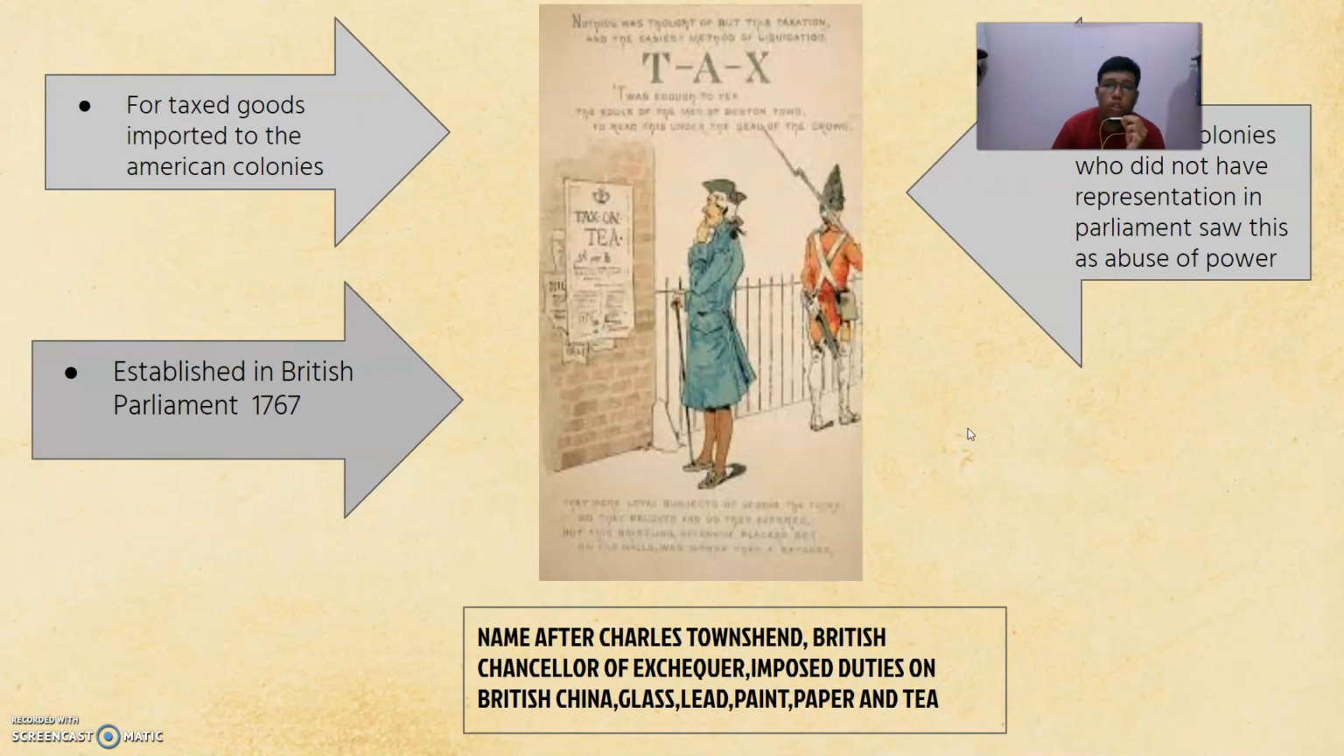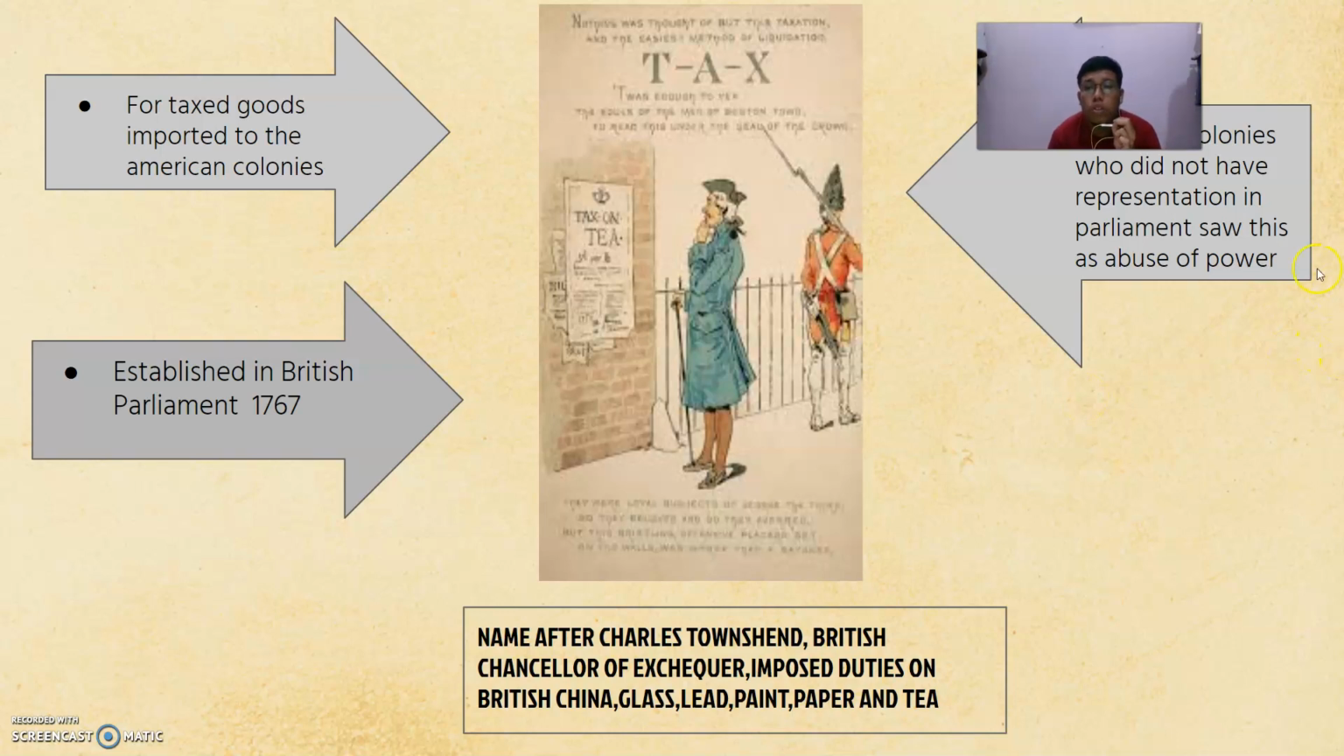The third one was the Townshend Act. I'm sorry if the pronunciation is very poor. It was established in the British Parliament in 1767. This act was named after Charles Townshend, British Chancellor of the Exchequer, and imposed duties on British china, glass, lead, paint, paper, and tea.